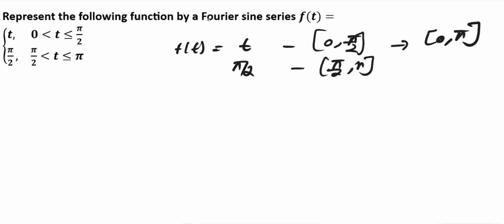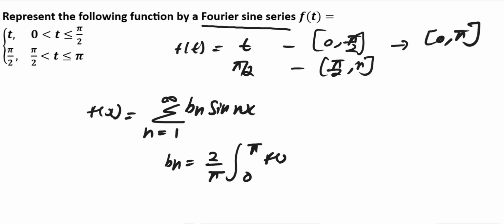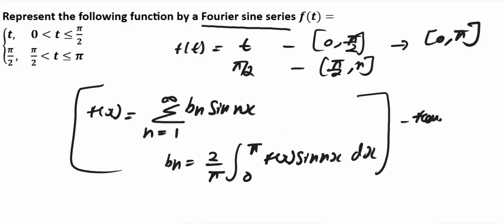To solve this question, we should remember the Fourier sine series for a function f(x). Now, what is the Fourier sine series? It is given by f of x equal to summation n from 1 to infinity of bn sine nx, and bn is equal to 2 upon pi integration 0 to pi f of x sine nx dx. This is the formula for the Fourier sine series in the interval 0 to pi that you need to remember.